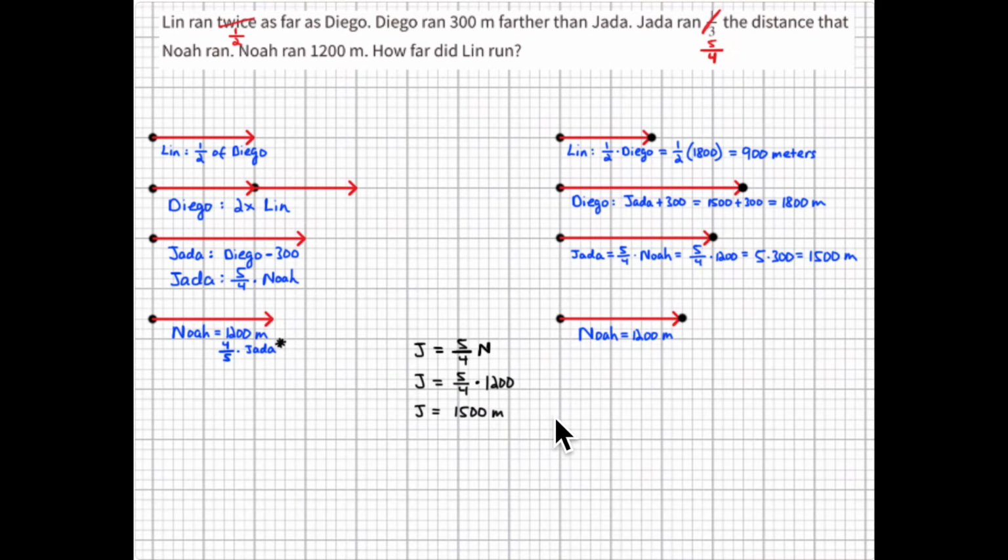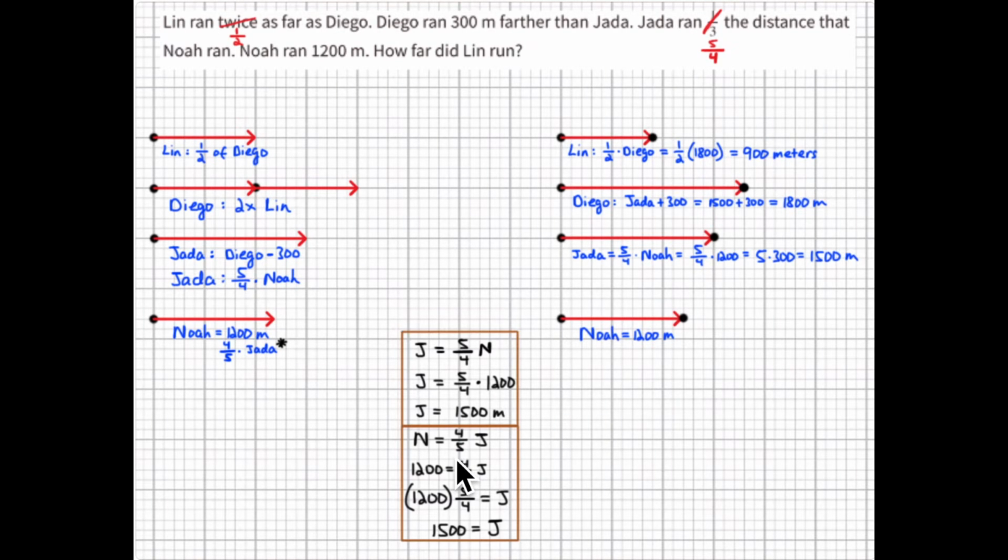So now I'm going to rewrite this problem as a series of equations, and it's useful to practice thinking about these reciprocal relationships. So Jada equals 5/4 of Noah's run. So that means that Noah is equal to 4/5 of Jada's run. So these are reciprocal relationships once again. So Jada is equal to 5/4 of 1,200. That's Noah's run. Divide 1,200 by 4, that's the 300. 5 times 300 is 1,500 meters.